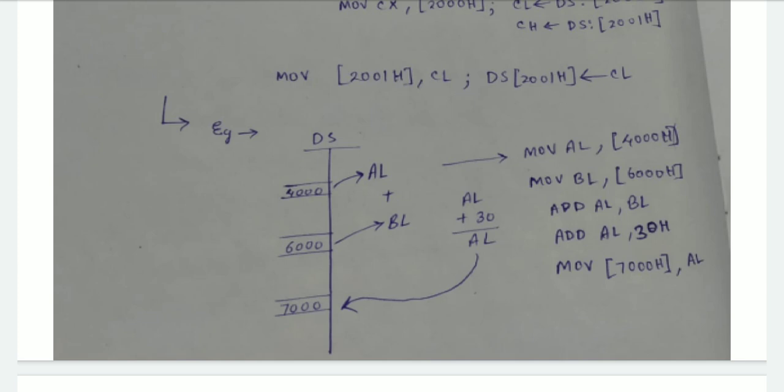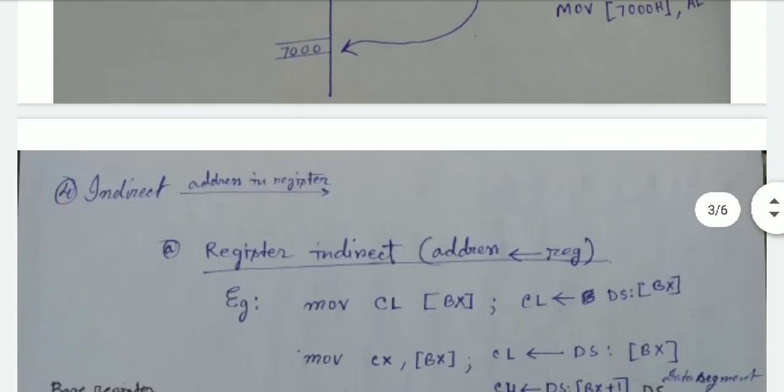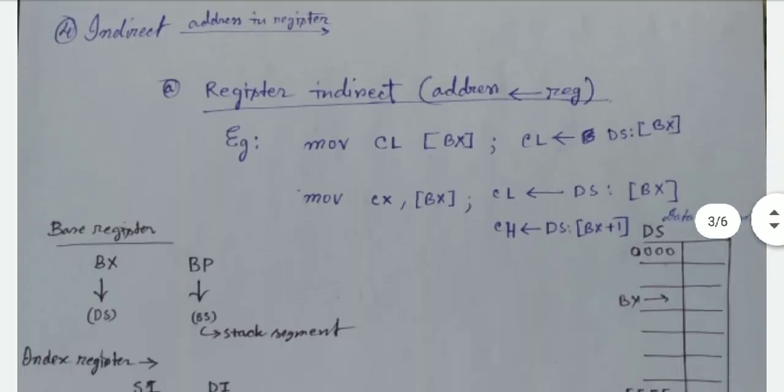Now the fourth addressing mode is the indirect addressing mode. In the next video I will discuss the indirect addressing mode because it is pretty large. In indirect addressing mode we have four classifications. Don't worry my friends, I will discuss it in my next video.